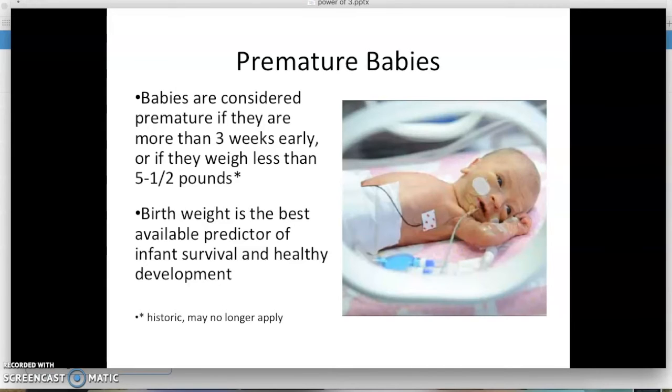As we've already said, pregnancy is on average 38 weeks from conception to delivery. An average newborn weighs 7.5 pounds at birth. Some babies, though, come too early or are born too small. We refer to these babies as premature. Historically, premature babies are those that arrive 3 weeks or more before their due date or weigh less than 5.5 pounds. Obviously, babies who haven't had the full time to gestate are at risk of complications. So are those that are particularly small, since birth weight is the best available predictor of infant survival and development.